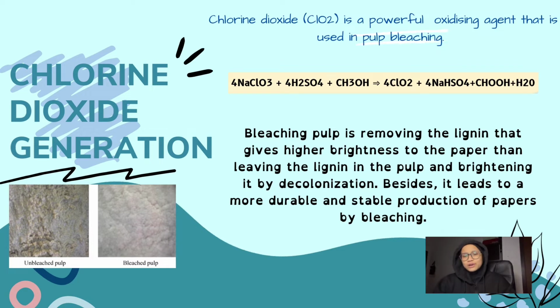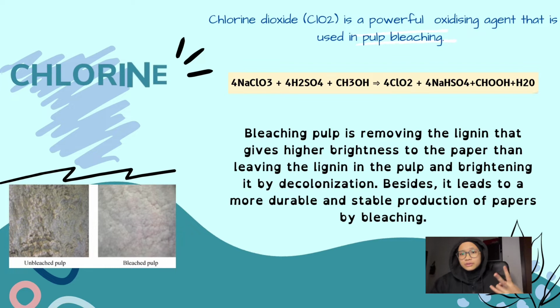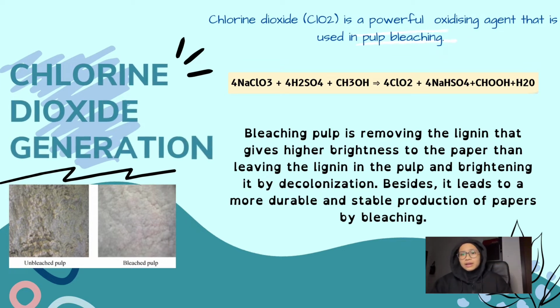So, as we know, chlorine dioxide, ClO2, is a powerful oxidizing agent that is used in pulp bleaching. In this reaction, we will use sodium chlorate, sulfuric acid, and methanol. These three reactants will produce chlorine dioxide, sodium bisulfate, formic acid, and the last one will produce water.